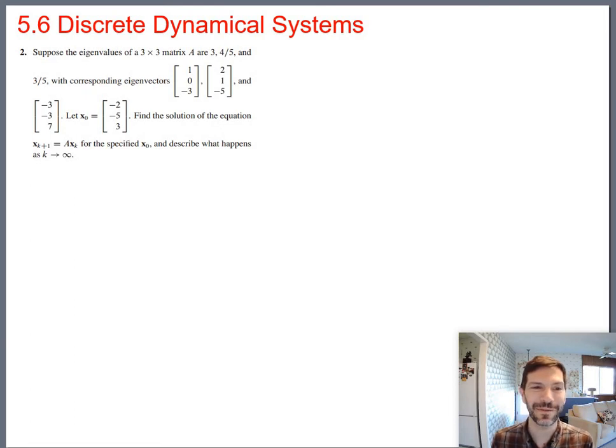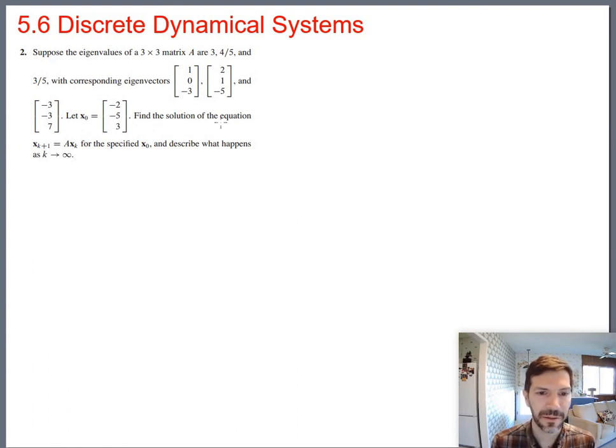All right, let's tackle a few homework problems related to discrete dynamical systems. So let's start with number 2. This one says, suppose the eigenvalues of a 3 by 3 matrix A are 3 and 4/5 and 3/5. And they don't even tell you what the matrix A is. But we do know the eigenvalues and the eigenvectors. And we know our starting vector.